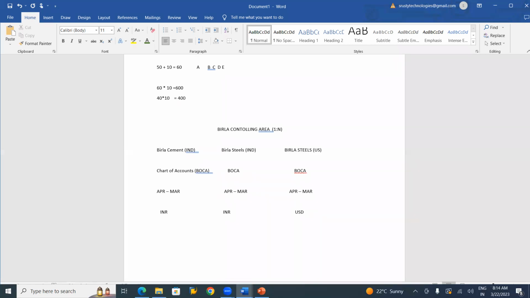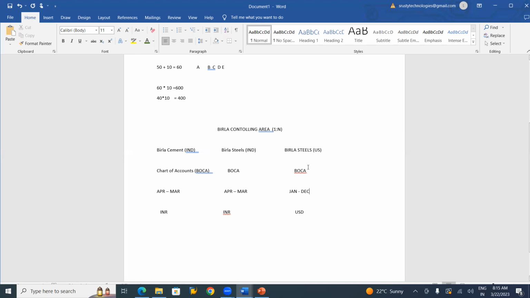Here, with 1:n methodology, suppose I am using January to December. So what is the prerequisite or condition? I can use one controlling area when all the member company codes use one chart of accounts and one fiscal year. So these two company codes can use the same chart of accounts and the same controlling area. But here, is it possible?